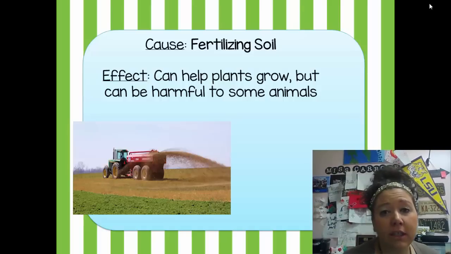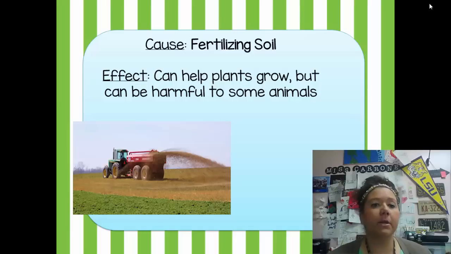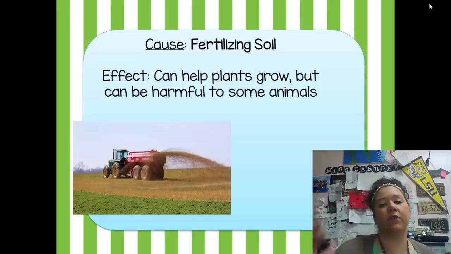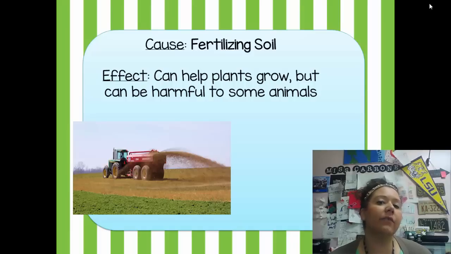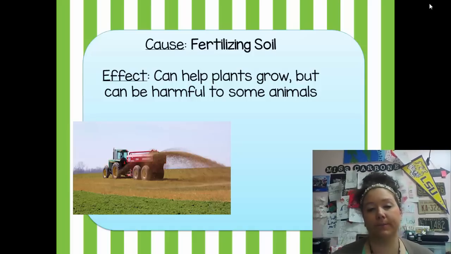Another cause by humans is fertilizing the soil. A lot of farmers will fertilize the land to help their plants grow. So that would be one positive thing, it can help the plants grow. But fertilizers can also be harmful to some animals. If you're fertilizing the soil and the rain comes along and erodes that soil down to the pond, and that fertilizer gets into the pond, then that can affect the fish and turtles and all the organisms that live in there. So while it can be beneficial to the plants, it can also be harmful to some animals.